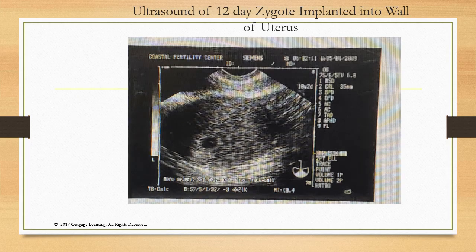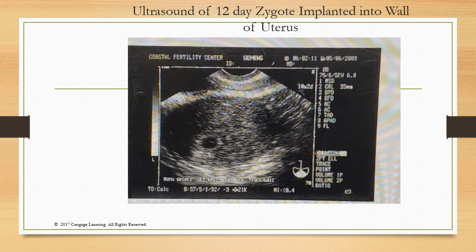So I wanted to give you a real life example of an ultrasound. This is a 12-day zygote implanted into the wall of the uterus, and you can see right here, that little circle right there is the placenta, and then that's that germ disc, that's the baby. This is done by a transvaginal ultrasound, so it's actually a wand that is placed inside the vaginal wall to see inside the uterus. So it's not done outside. It's not an ultrasound done on the belly. This actually has to be done in the zygote phase with a vaginal ultrasound.